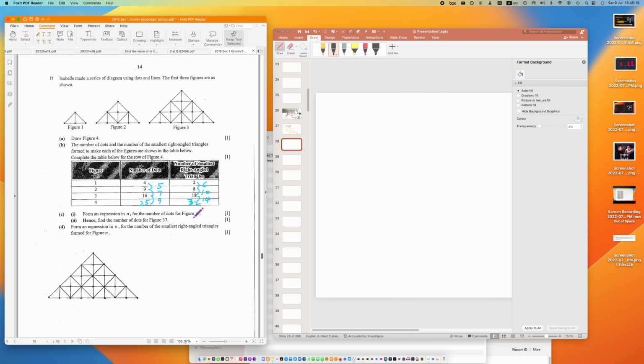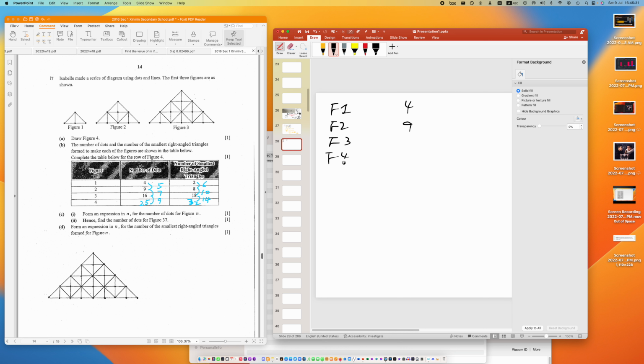Okay, let's assume it's correct first. So they say the number of dots, in fact, the number of dots, right? So you see, figure 1 is 4, figure 2 is 9, figure 3, figure 4, then this is 16, this is 25. So you can see there is no same difference, right? So if there is no common difference, we cannot use the first number plus difference bracket n minus 1, that formula.